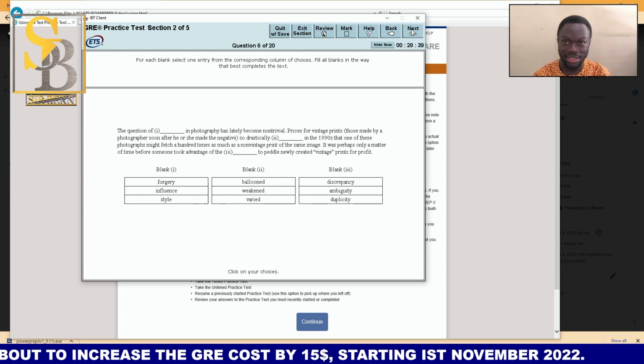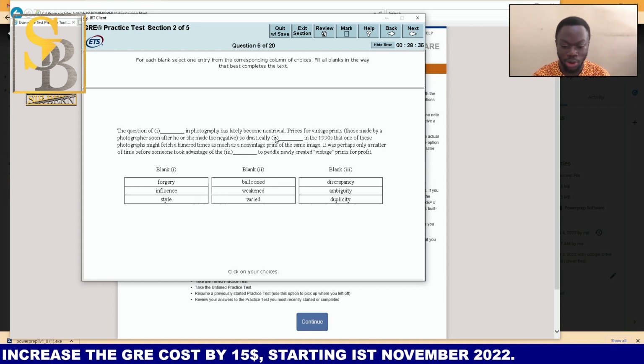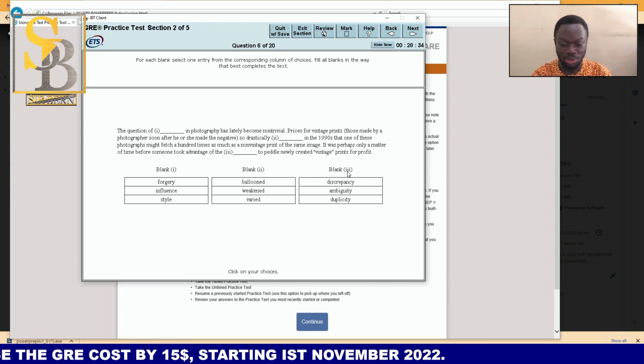Next, the next 3 blanks. So this one too, like the 2 blanks. If you get 2 correct and 1 wrong, the whole thing is wrong. So you're supposed to get all of them correct.